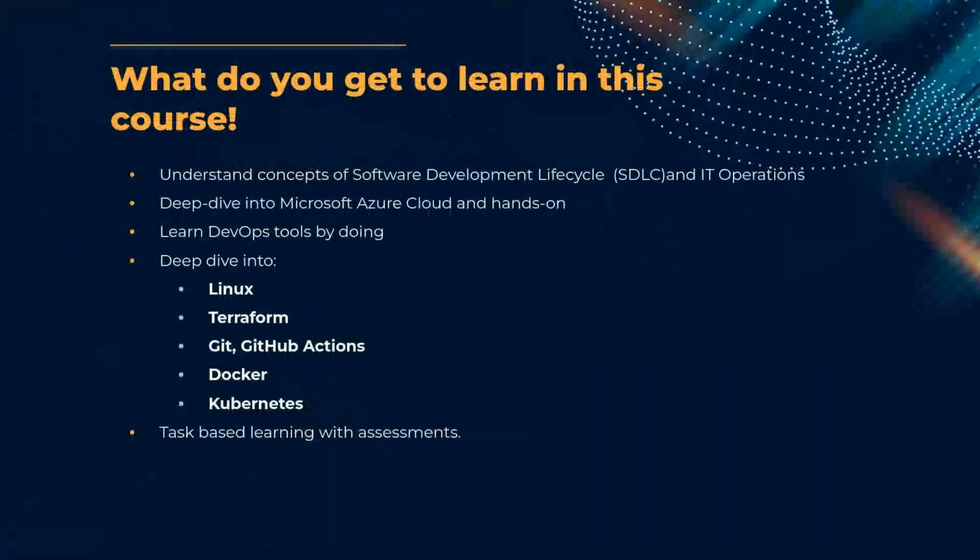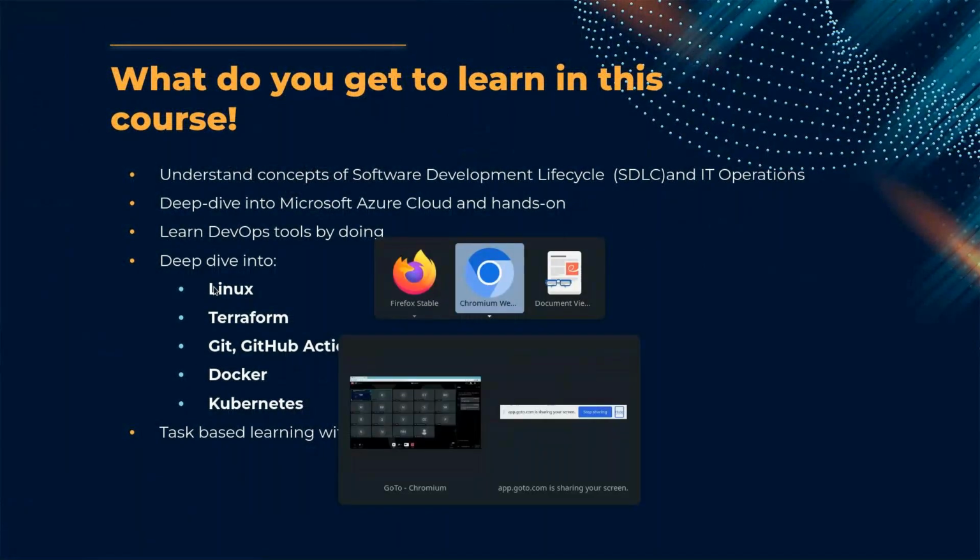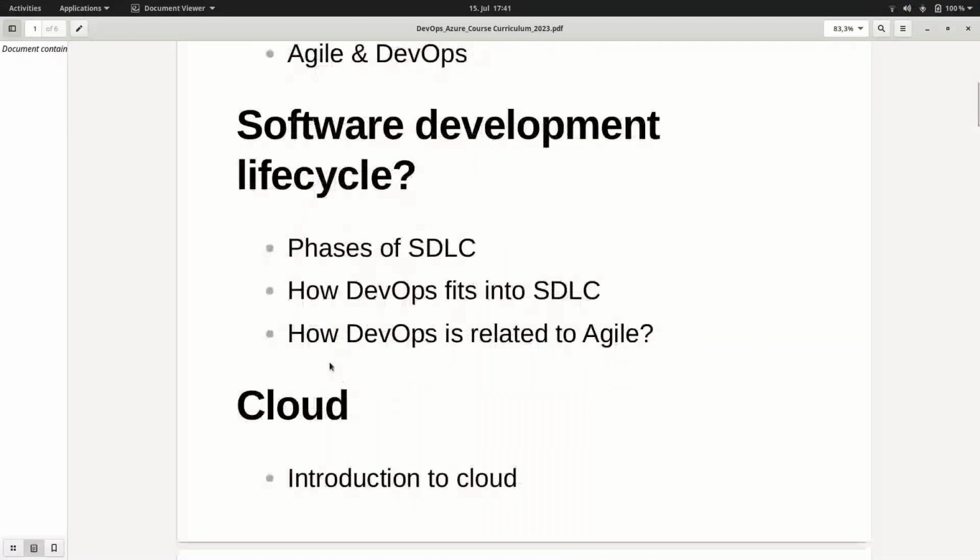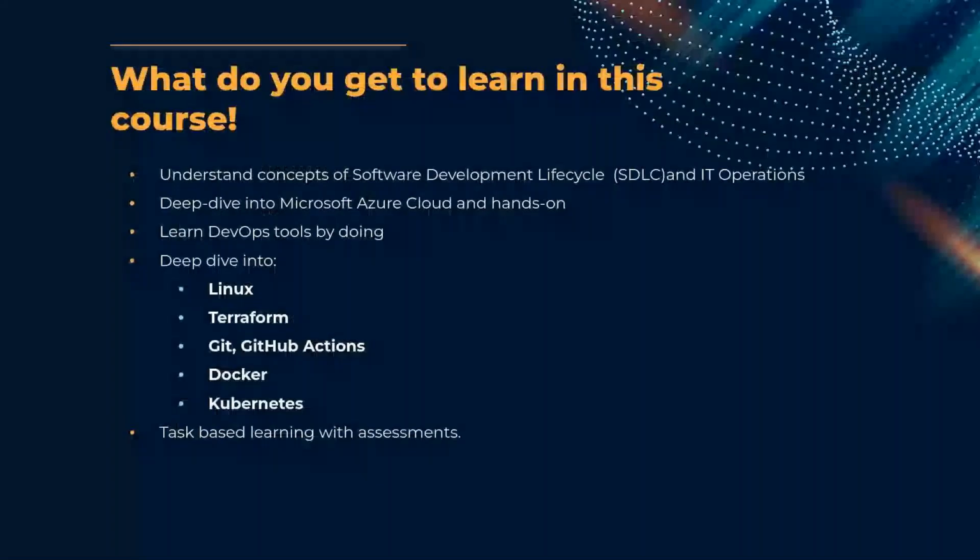Okay. Apart from Azure, I do also have a PDF of each topic that we are going to discuss through the course. But of course, apart from Azure Cloud, just to satisfy your curiosity, we are going to go through these topics. I'll definitely explain where each of these things fits in as a part of your DevOps tool chain. Linux, Terraform, Git, GitHub Actions, Docker, and Kubernetes.